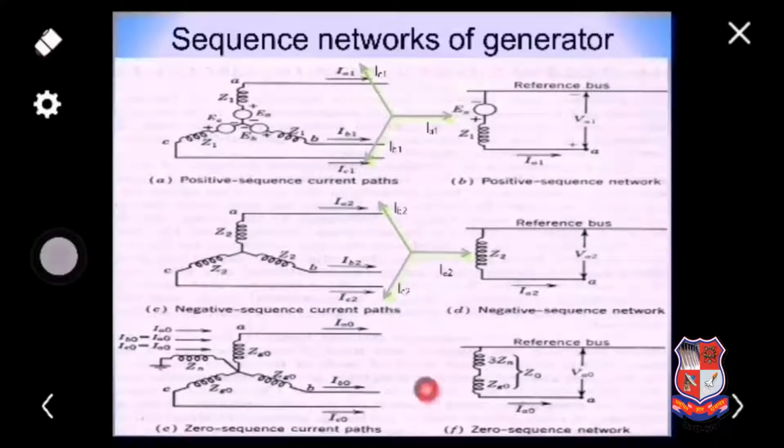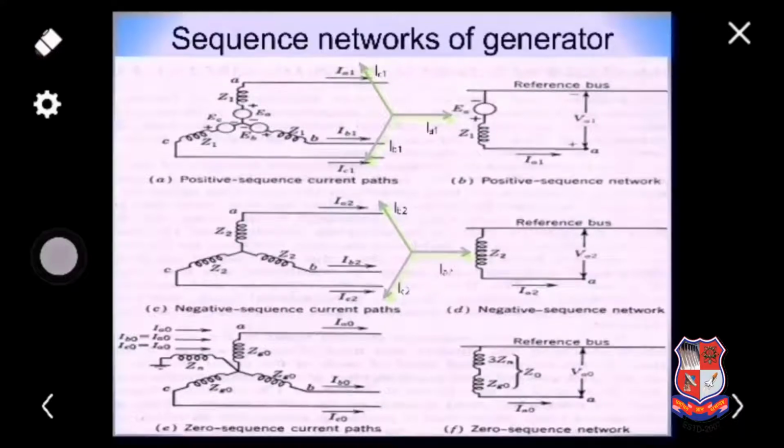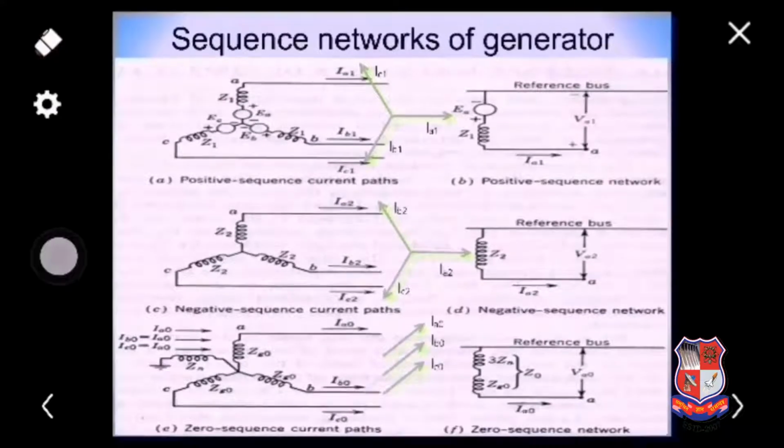Why? Because machine is not naturally designed to have any zero sequence current. And the zero sequence phasors are co-phasal. They are parallel to each other. That's why they are co-phasal. So now let us take the first fault, and that is an LG fault, line to ground fault.